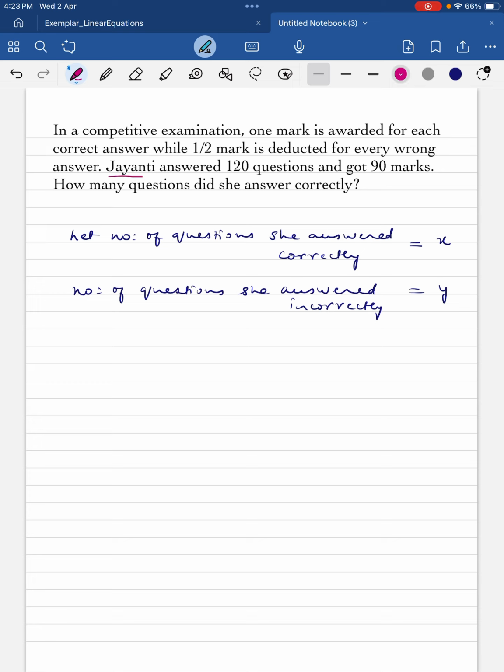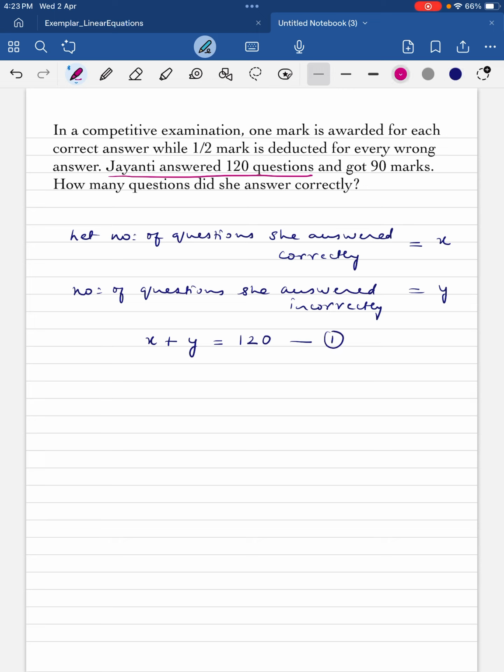So let's form our first linear equation. When you say that Jayanti answered 120 questions, it includes the questions she answered correctly as well as the questions she answered incorrectly. So the sum of both of these together, that is x plus y, would be equal to 120. So that's my first equation.